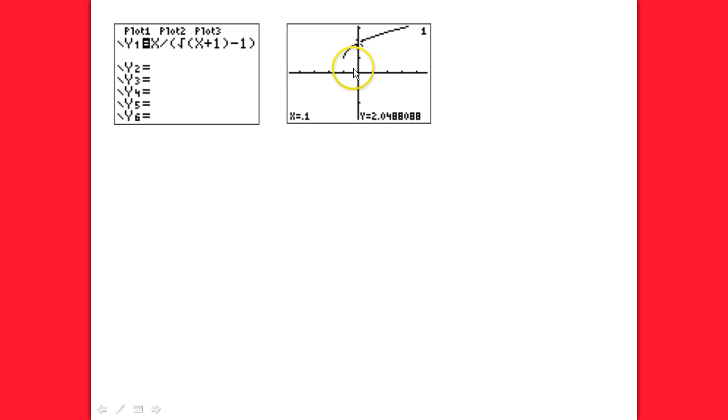So as I'm approaching 0 from the left and from the right, does it appear to be approaching one value? Yeah. What value does it appear to be approaching? 2. So that would be my guess to begin with. I think my limit's probably going to be somewhere around 2. Let me see what my table fleshes out.